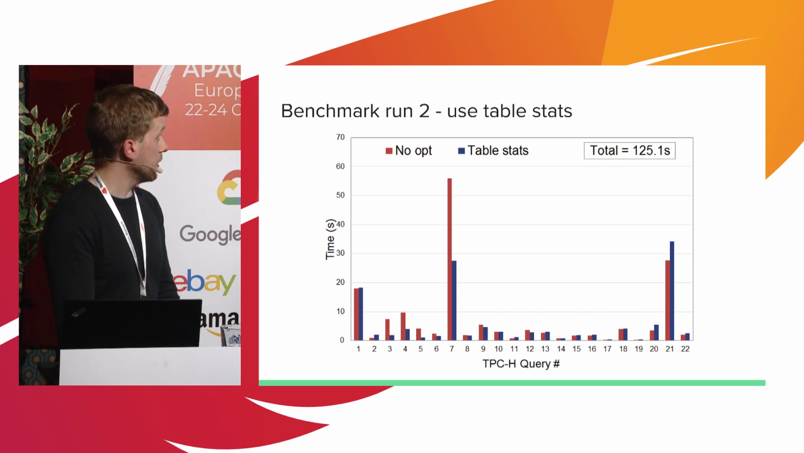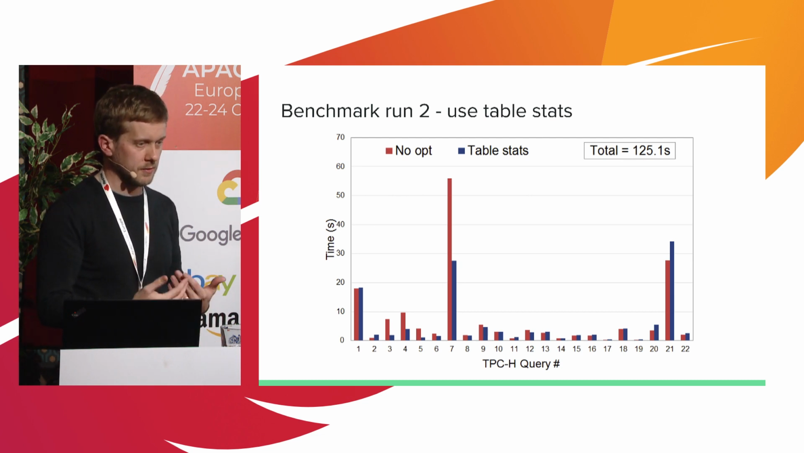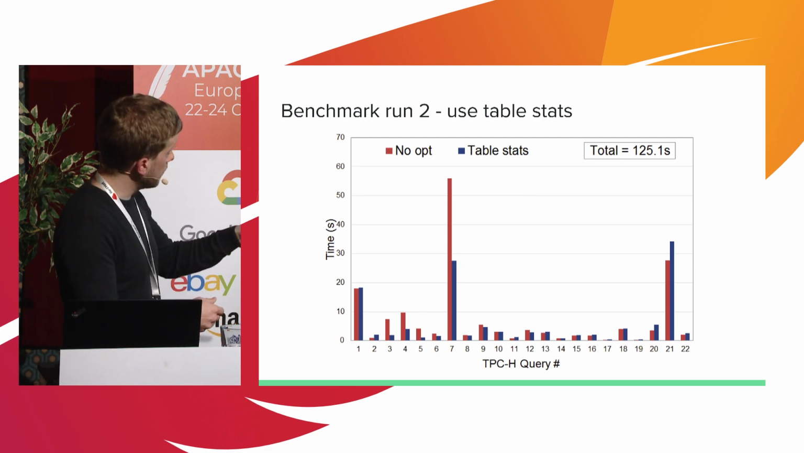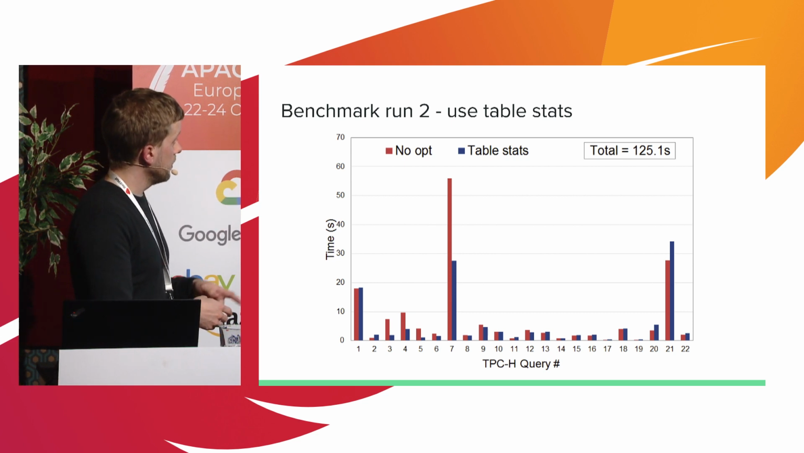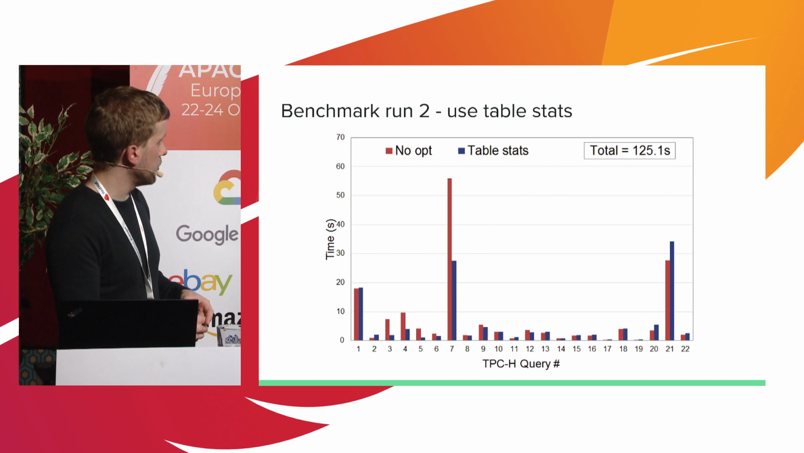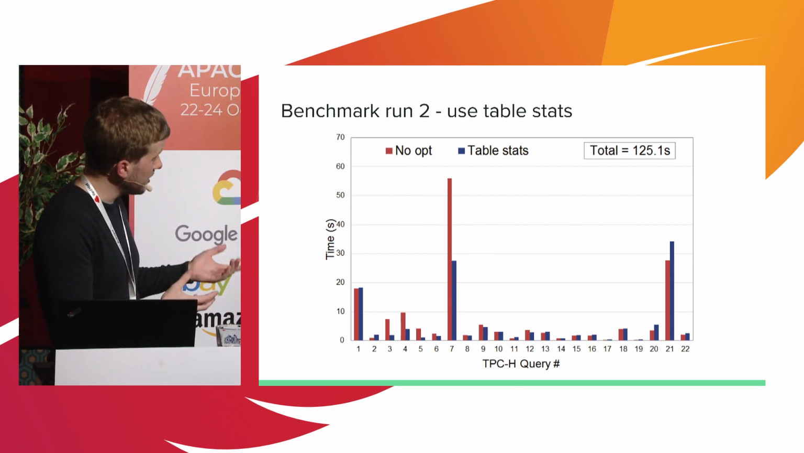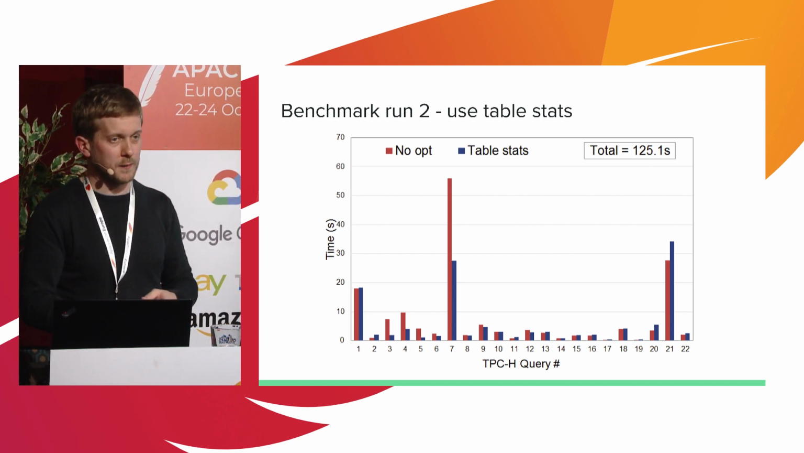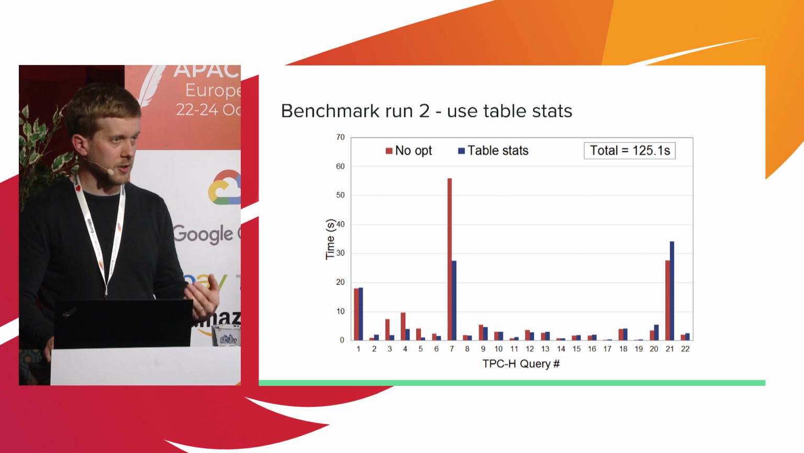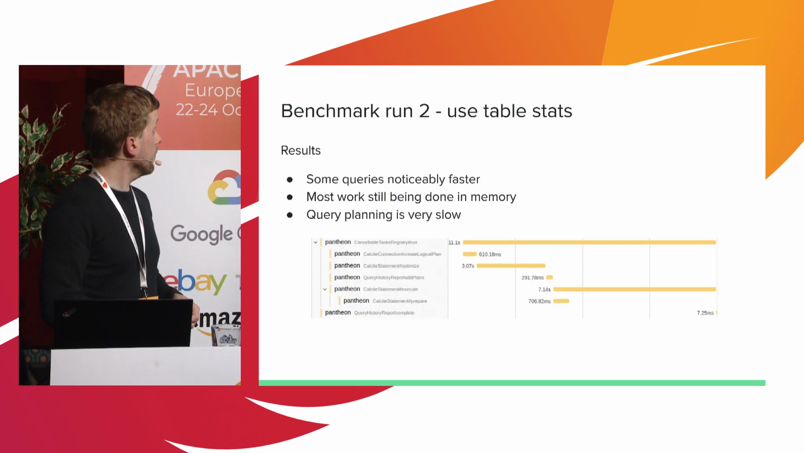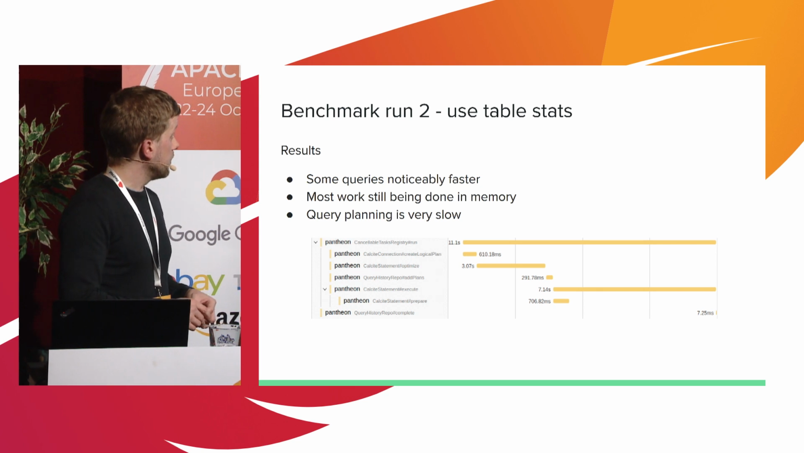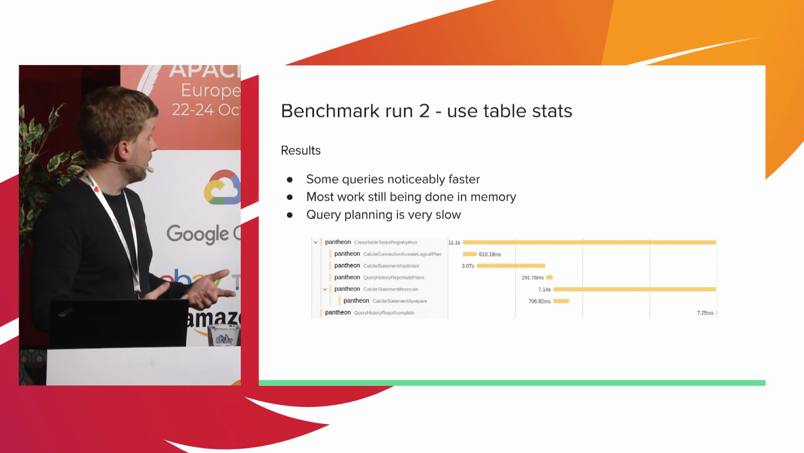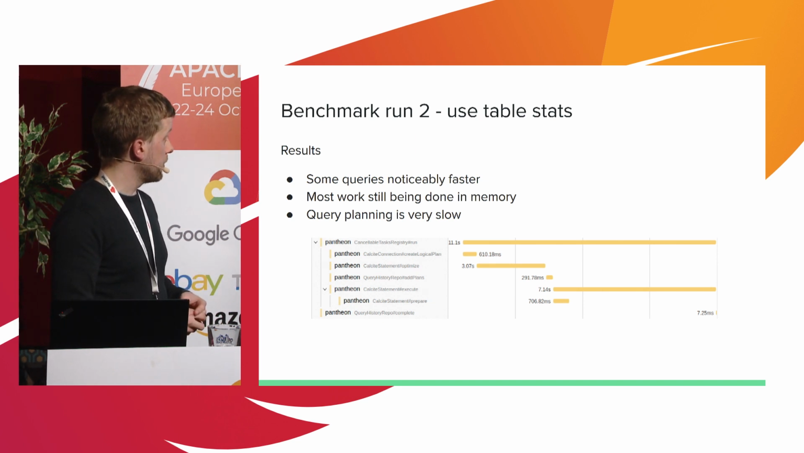So plug in some table statistics here. Now we have accurate numbers for the row counts of each of the tables. Comparing against the no optimization run, you can see that now we're doing a little bit better in some cases. Some cases it's about the same, some cases even a little bit worse, but generally if you look over time, the total 125, it's definitely come down. So it seems that we're going in the right direction here. Again, a lot of the work is being done in memory, in this enumerable layer. The planning is still very slow.